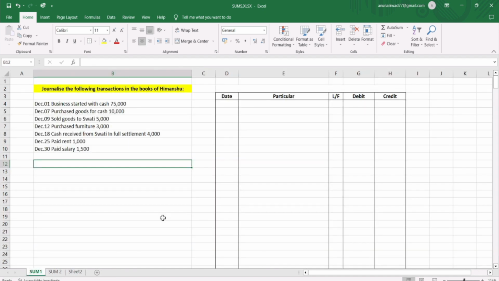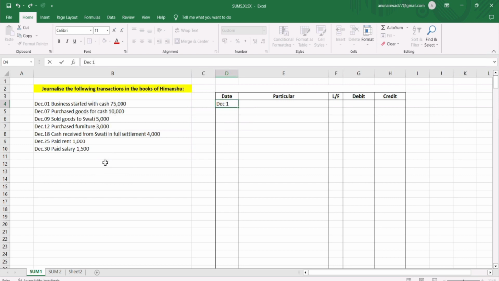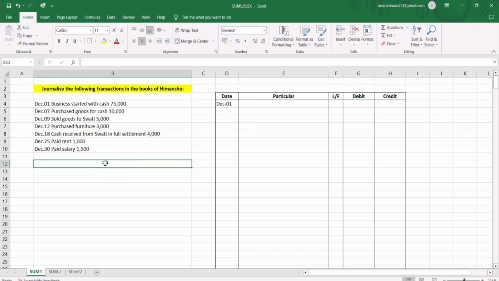Imagine this transaction from the business point of view, understand whether the cash is coming into the business, whether the asset is coming into the business or going out of the business, and accordingly we will record our transactions. So our first transaction took place on December 1, that is, business started with cash 75,000. Now business started with cash. It means that cash and capital. We start business with cash, which is known as capital for the business.